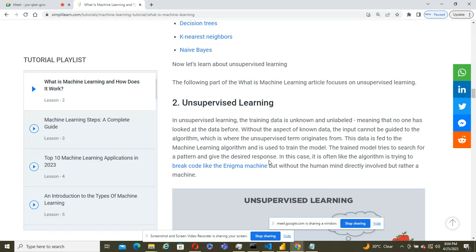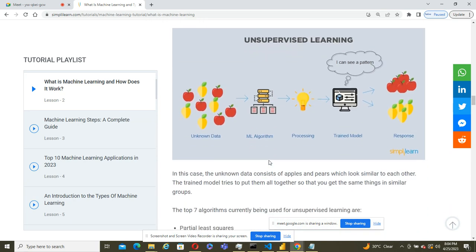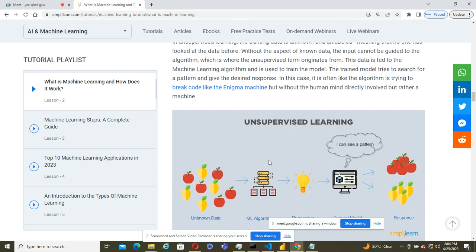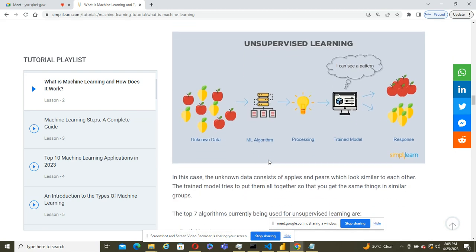The first one is supervised. The second one is unsupervised machine learning. In supervised machine learning, we learned that the data we used in training that particular model is known. Here in our case, it was an apple. Now, in unsupervised learning, we are using unknown data.